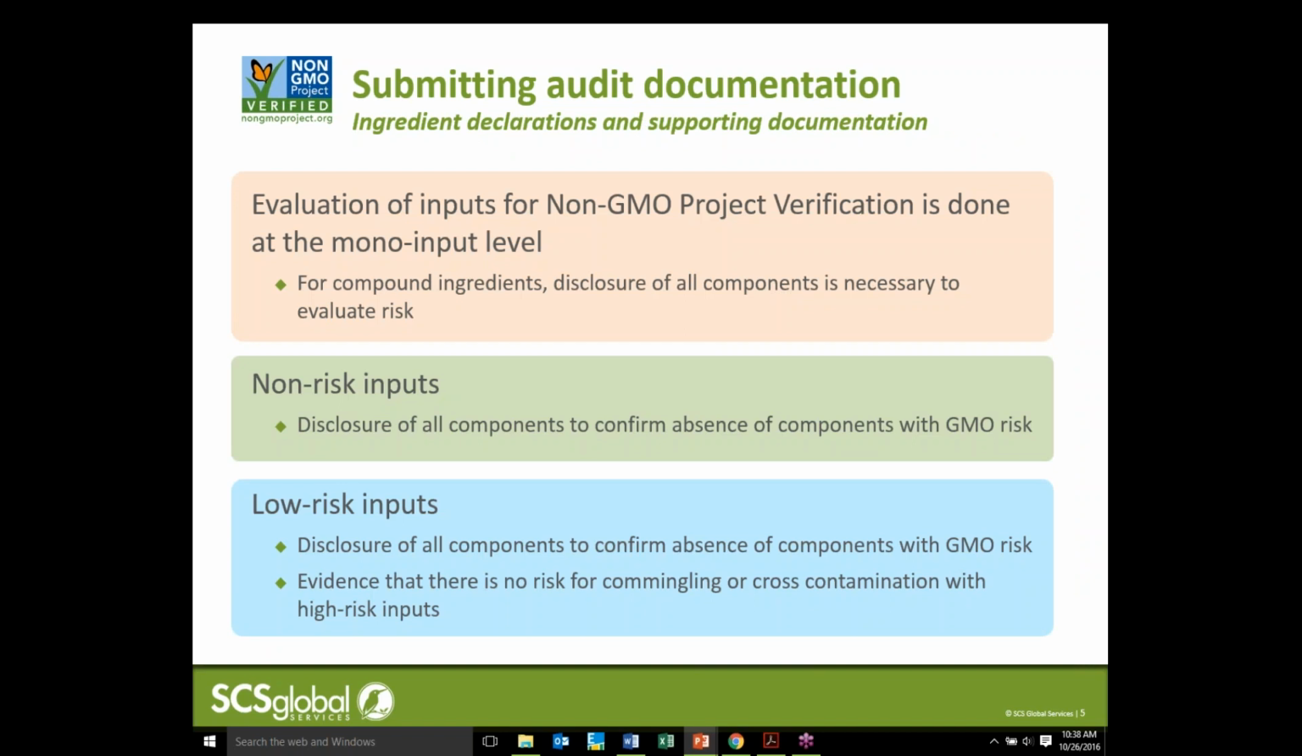So for the purposes of clarity and terminology, typically when we're referring to an input, either in this presentation or in our forms, we're usually referring to a mono input. So now what we're going to do is look at some of the requirements for evaluating your inputs based on risk.